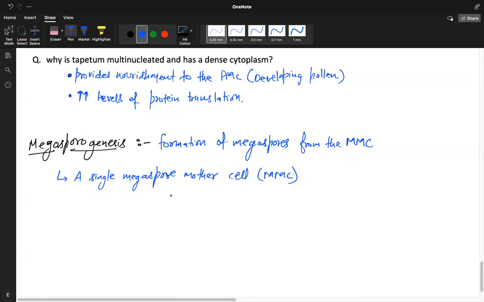Write down: only a single megaspore mother cell develops. And what does it become? It develops into what we call the functional megaspore. And the functional megaspore develops into the embryo sac. This is where the pollen tube will penetrate.